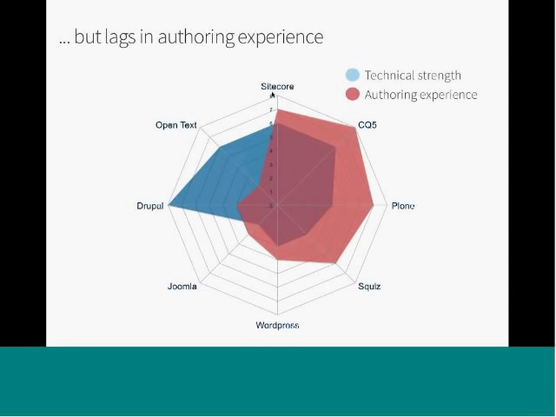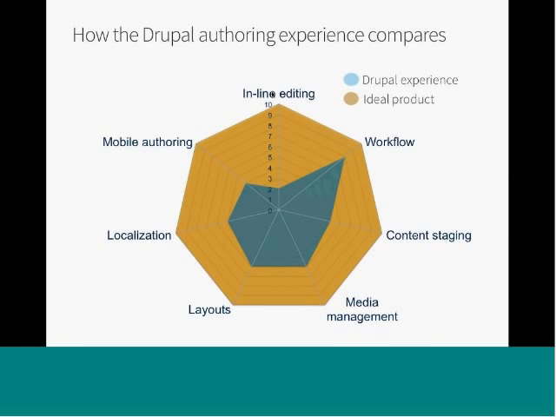a lot of the other systems were really kind of killing us. WordPress has always been well known for a good content authoring experience. Squiz and Plone, some smaller CMSs, have made some real advances in that area in terms of in-place editing. And CQ5 is a big proprietary competitor that also has some really good authoring experience. So then we looked at these various different areas. Obviously, what we're talking about today is mobile authoring, and you can see here that we were well behind in that area when we first started looking at Spark.